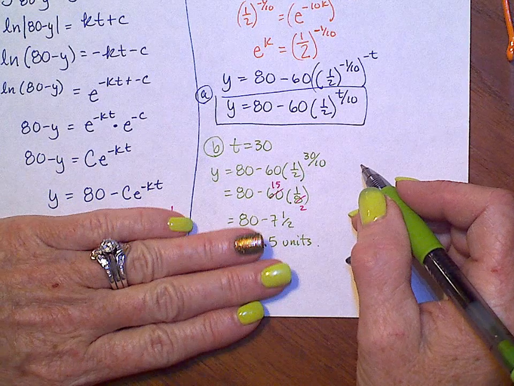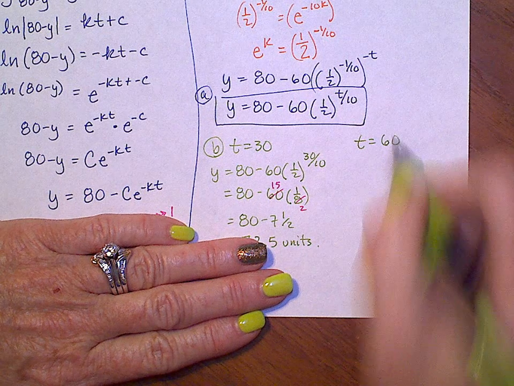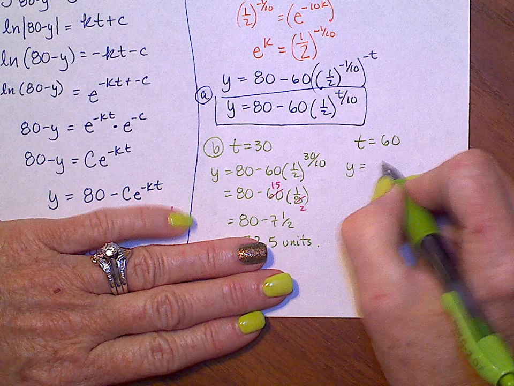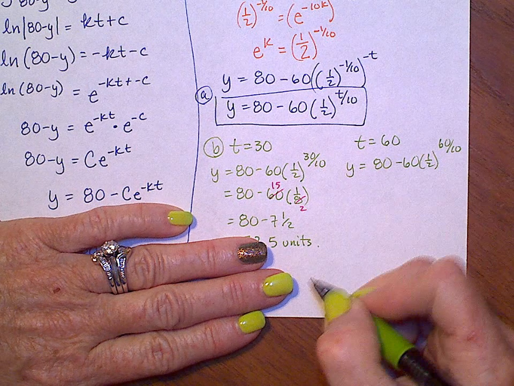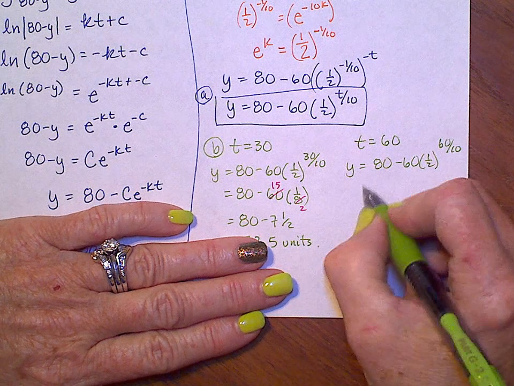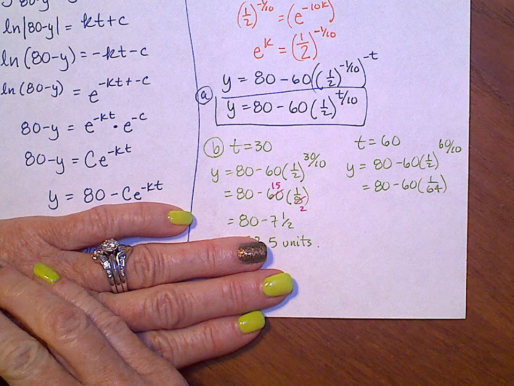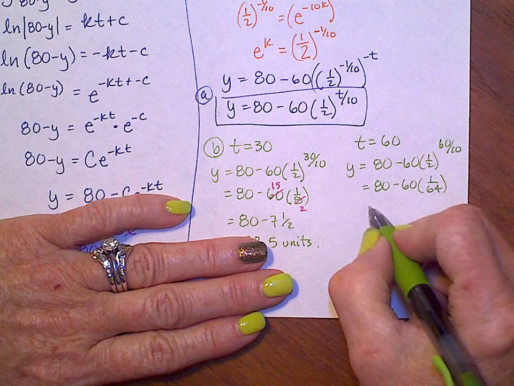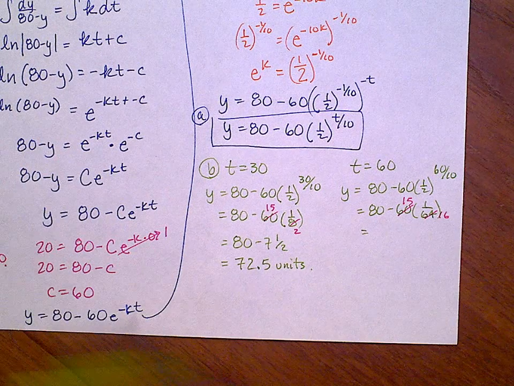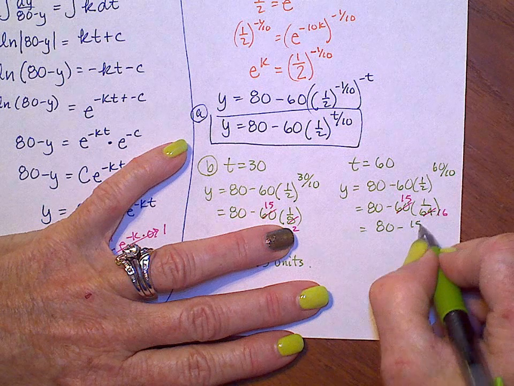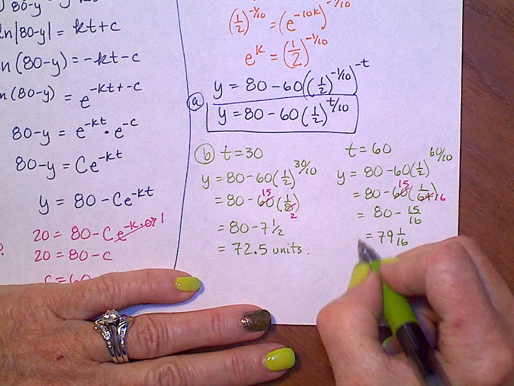Still in part B, this time, how many units can this guy make after 60 days on the job? So same concept. One-half to the 6th. That's 1 over 64, because 2 to the 6th is 64. And again, simplifying out by a 4, 15/16. So we have 80 minus 15/16, or 79 1/16 units.